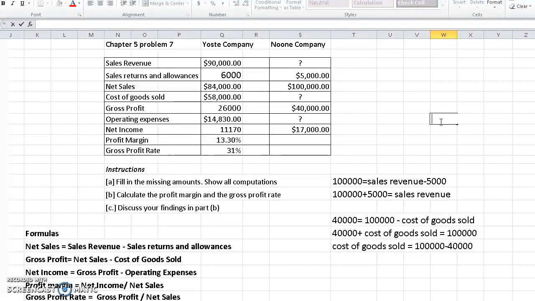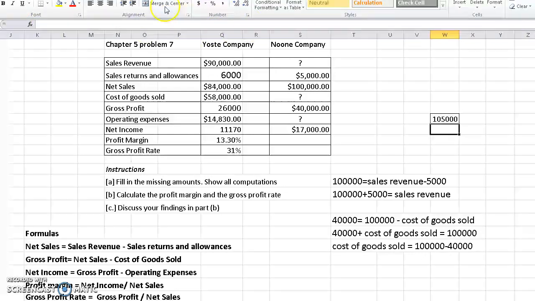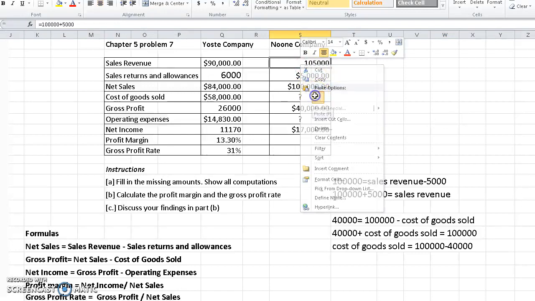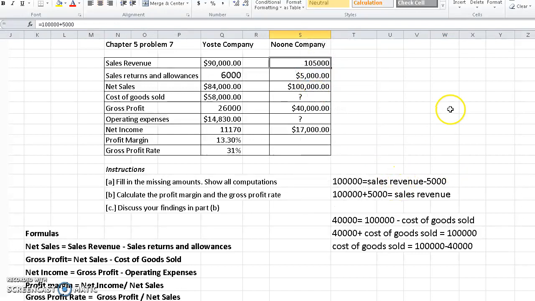Oops. Let's do that again. Okay, as you can see, I forgot to put the equals in front of it. I'm just going to cheat real quick and do that. Okay, there's our answer, 105,000. So we're going to take that, cut that, paste that up here. Now, we're going to do the next part.